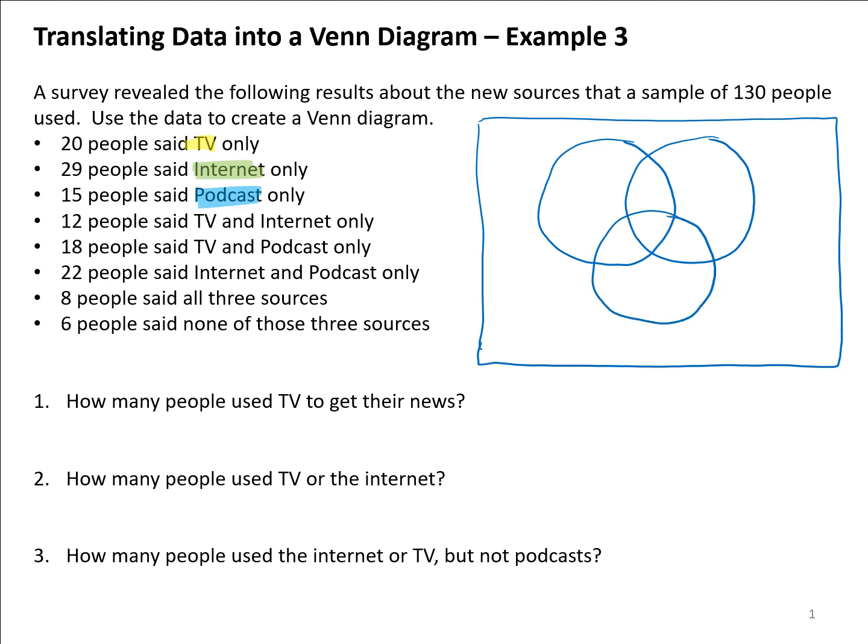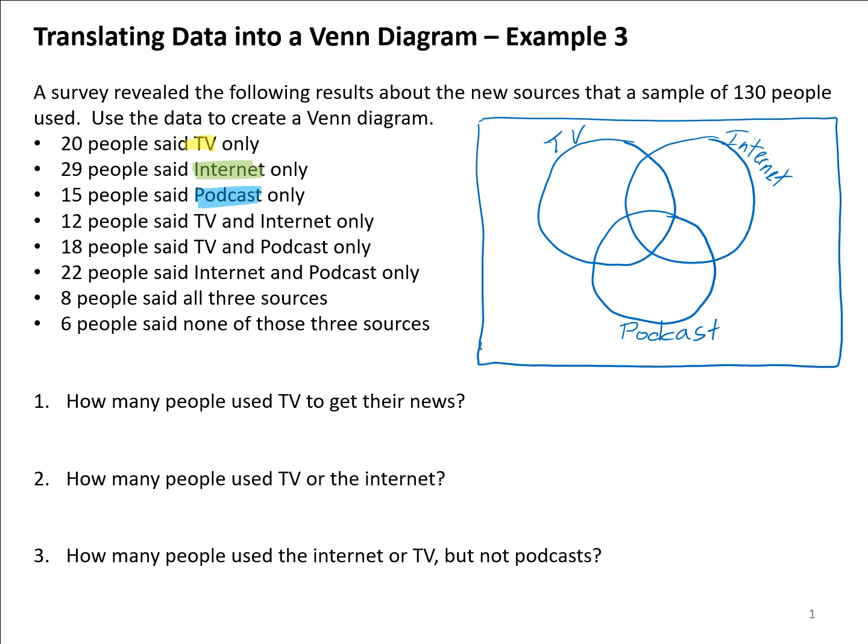I'm going to label one of them TV, one of them the internet, and the third one podcast, if I can spell podcast. So these are our three sets that we have in this Venn diagram that we're going to take this data and put in. All right, so let's start with the first several pieces of information.